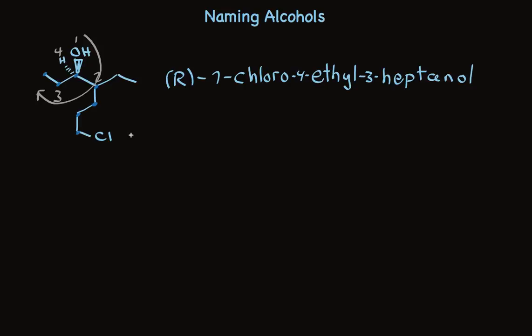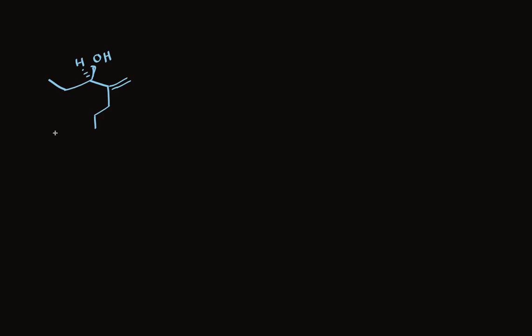Let's take a look at another example. There are two functional groups, the hydroxyl group and the carbon-carbon double bond. So this is an alkene and an alcohol. The OH is the higher priority functional group. We need to find the longest chain that contains the functional groups. So here's our chain. It's 5 carbons long, and this is a pentene-ol. Remember, the higher priority functional group goes at the very end.